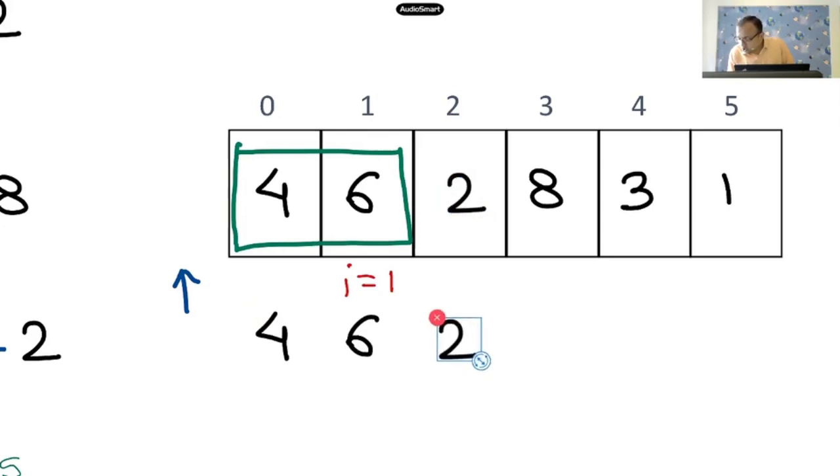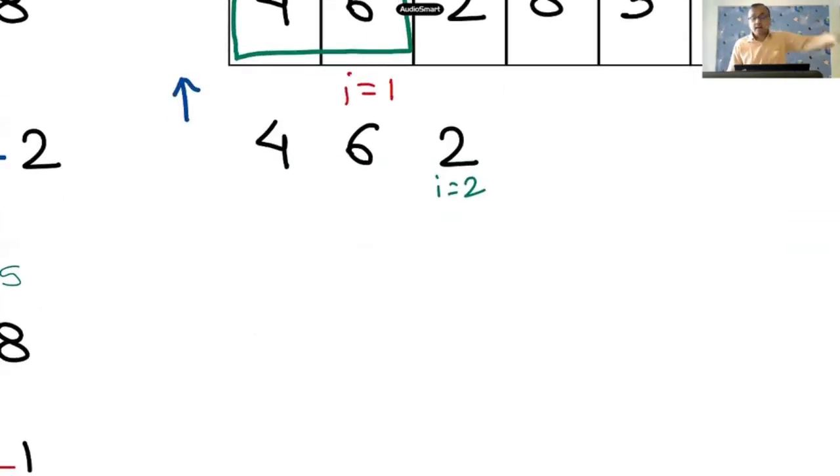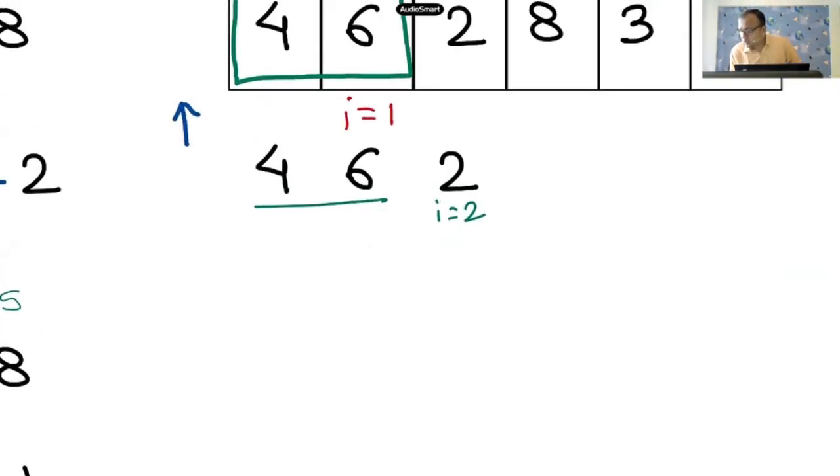If the earlier array is already sorted, now again I'm saying you consider i is equal to 2. You consider i is equal to 2 now, and again you start comparing with all elements before that. How do you start comparing with all elements before that? Let us take the ith element out.